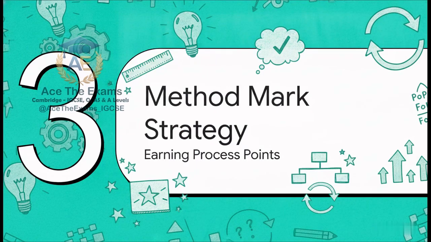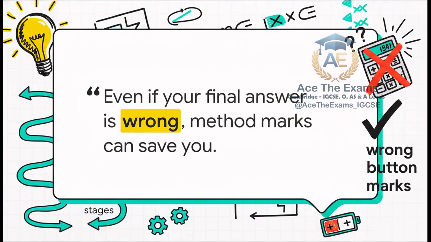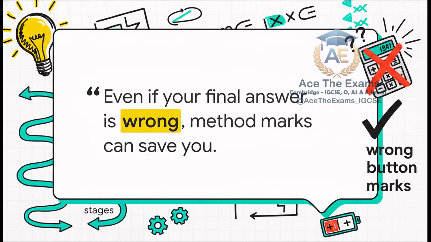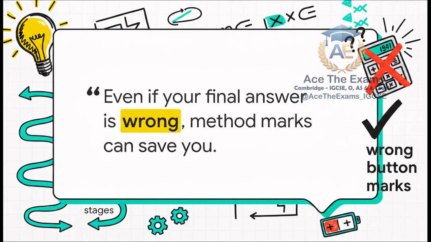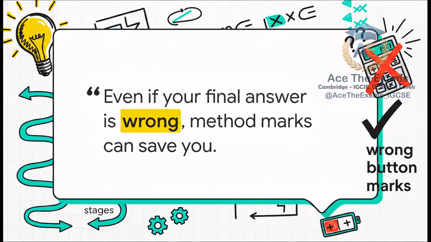Moving on to Section 3, the method mark strategy. This is all about earning points for your process. Okay, the theory is great, but how do we actually secure those elusive points on paper? We need a bulletproof process. If there is only one single thing you take away from this entire explainer, let it be the golden rule right here on this slide.